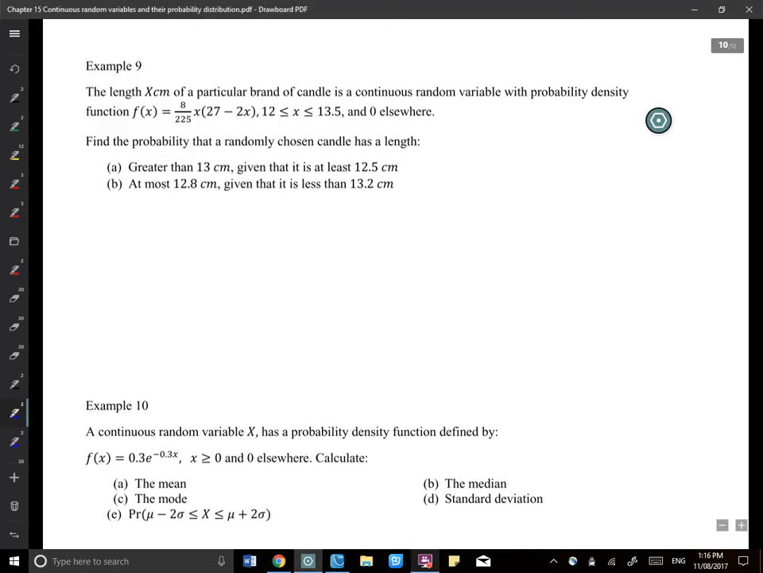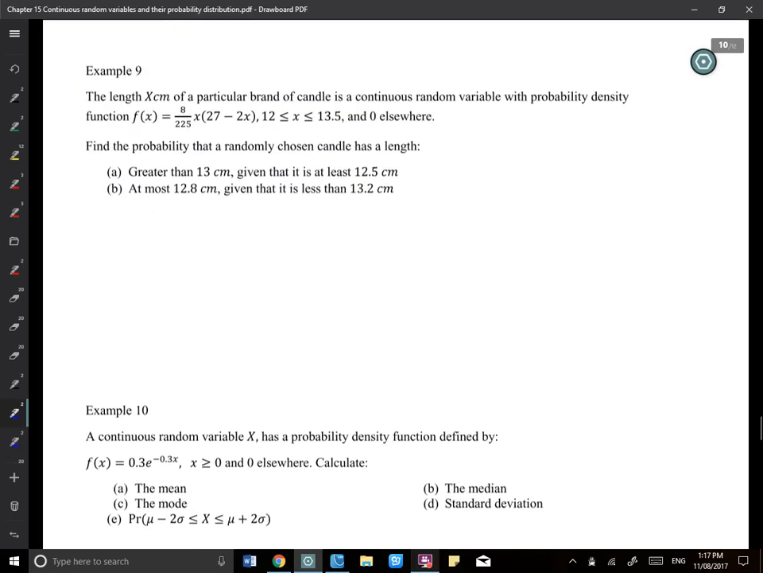Continue with what we have learned yesterday. Yesterday we just kept practicing on continuous random variables: expected values, variance, standard deviation, mode, and median. Today we just have two more examples left. I'll finish up those two and I'll start the last exercise. Okay, so revision, example 9.